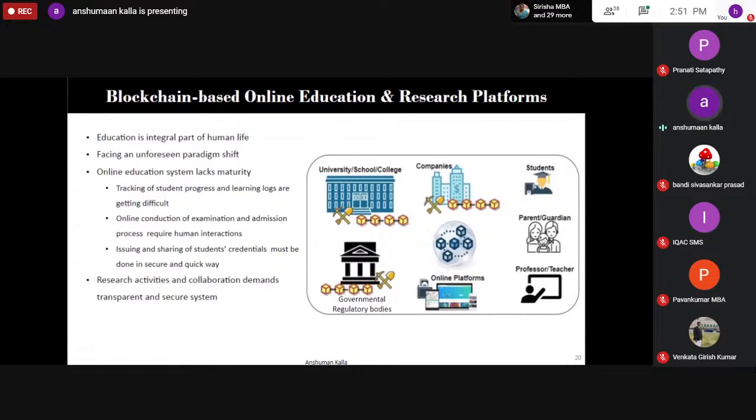So the stakeholders are facing tough times, and the stakeholders are our students, our parents, our professors, companies who are willing to recruit these young talents, the government regulatory bodies, the school management and all. So we are all a part of this education ecosystem, and we are having a tough time right now. Educational activities like tracing of students' progress, conduction of online exams, the education process, etc., all require personal human interaction.